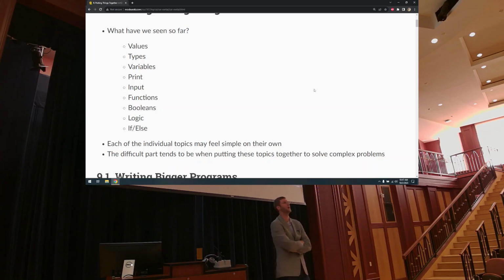So you might be the greatest expert on each of these things individually, but if you can't put them together, if you can't use all the tools in your toolbox to do something interesting, we're not really getting anywhere. So the difficulty comes by putting these things together to solve more complex problems.